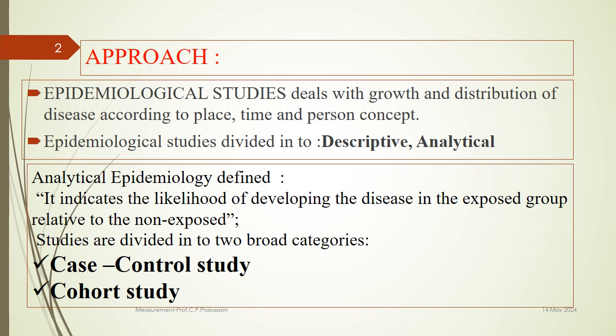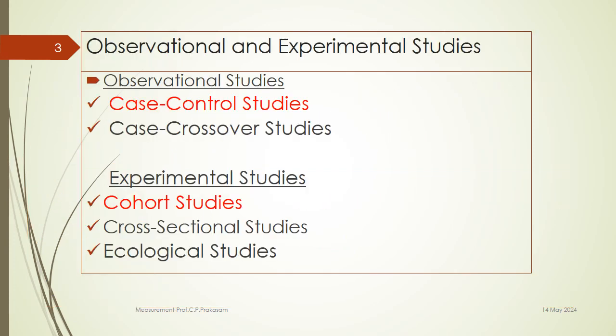One is the case control study and another is the cohort study. They are also called observational and experimental studies. The observational studies are case control studies and case crossover studies. Experimental studies are the cohort studies, cross-sectional studies and ecological studies. That we will discuss a little later.